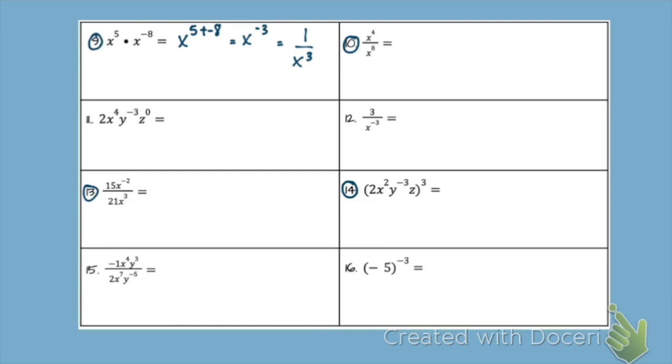Next, for problem 10, x to the 4th over x to the 8th, I'm going to subtract my exponents since I have the quotient rule, and again find the reciprocal in order to have a positive exponent.